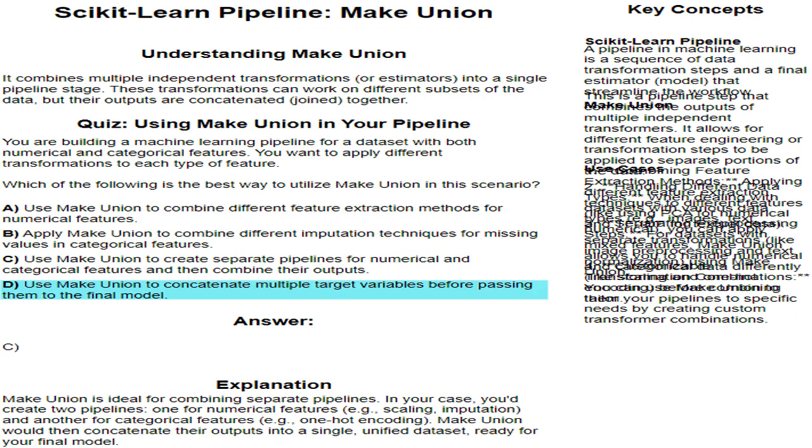Incorrect. While make union can combine transformers, it's not specifically designed for combining different feature extraction methods within the same feature type. It's more about combining transformations across different subsets of data. Incorrect. Similar to choice A, make union is about combining transformations applied to different parts of the data, not necessarily within the same feature type. Correct. This accurately reflects the primary use case of make union. You would build separate pipelines for numerical and categorical data, each with appropriate transformations, and then use make union to merge their outputs for the final model. Incorrect. Make union deals with feature transformations, not target variables. Concatenating target variables is usually done at a different stage of the machine learning process.